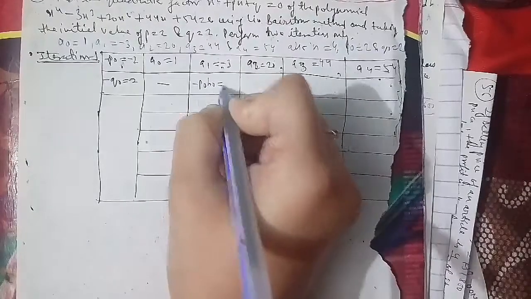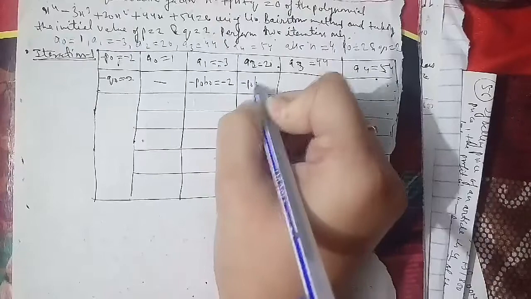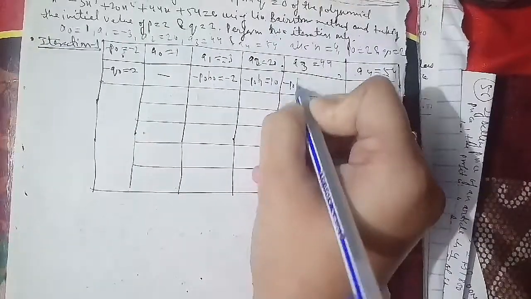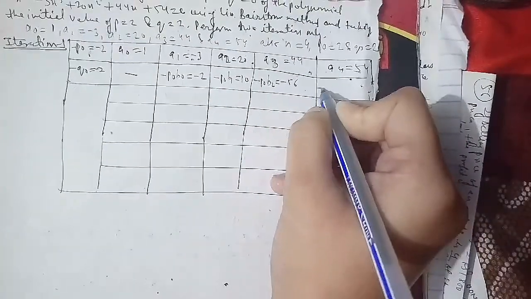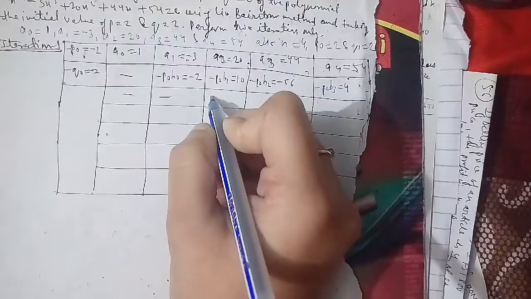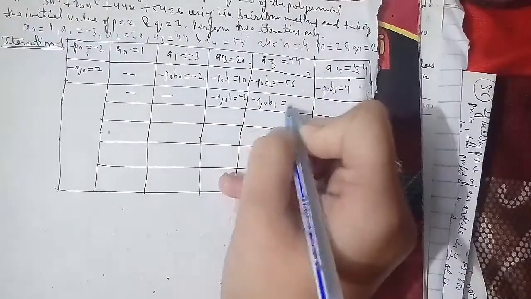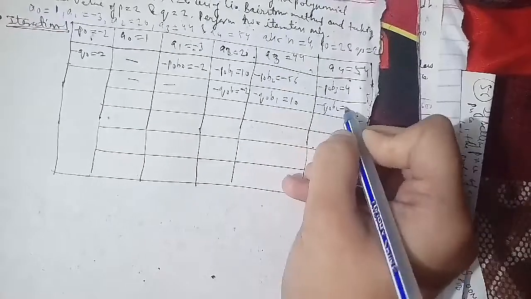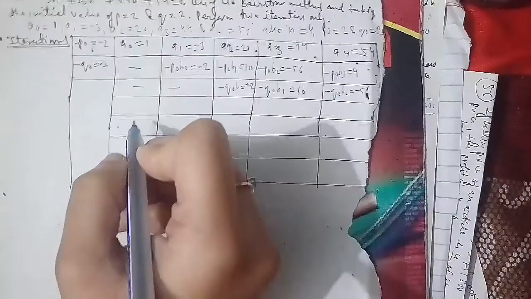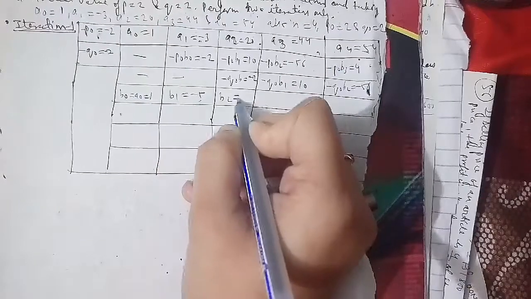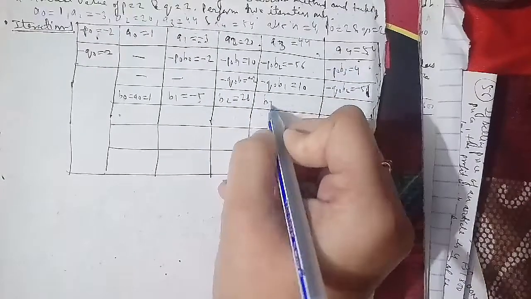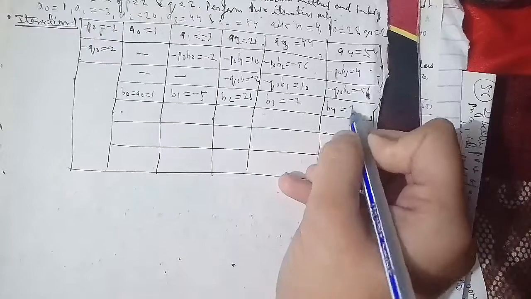Minus p0 b0 equals minus 2. Minus p0 b1 equals 10. Minus p0 b2 equals minus 56. And minus p0 b3 equals 4. Then minus q0 b0 equals minus 2, minus q0 b1 equals 10, minus q0 b2 equals minus 56. Then b0 equals a0, which equals 1. b1 equals minus 5. b2 equals 28. b3 equals minus 2 and b4 equals 2.